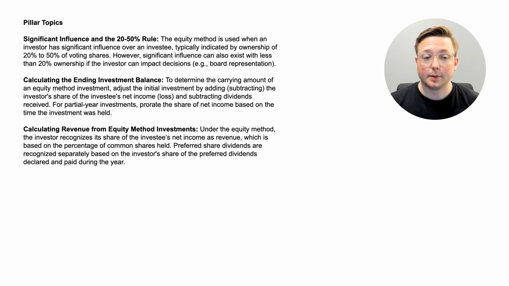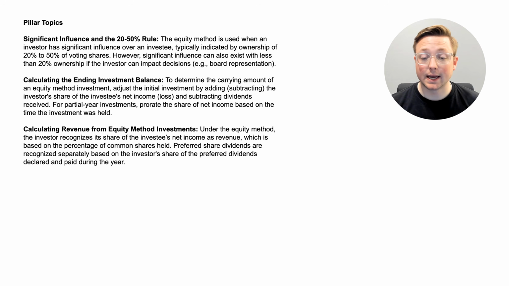All right, here we are at the pillar topics. Now, there's only a few here. We're going to talk about each one of them, and then that will be the end. Significant influence and the 20 to 50% rule. This is a big part of the equity method, so you need to make sure you know this. The equity method is used when an investor has significant influence over an investee, typically indicated by ownership of 20 to 50% of voting shares.